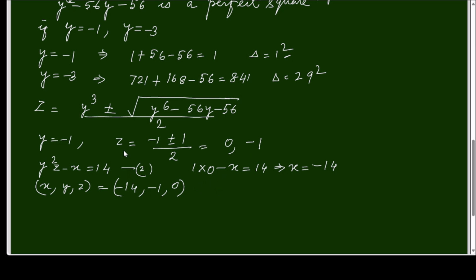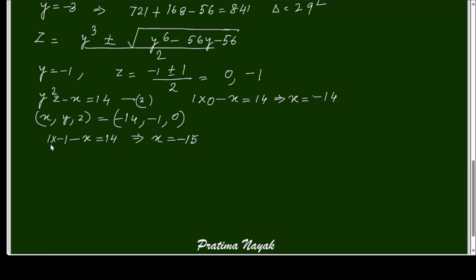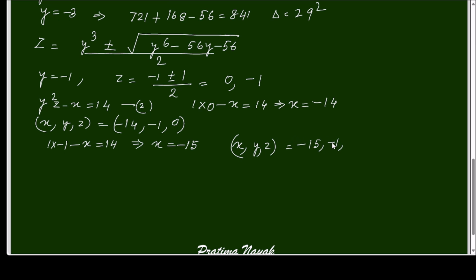Next, when I put z is equal to minus 1, so 1 into minus 1 minus x is equal to 14. So x is equal to minus 15. So another pair I am getting, that is xyz: x equal to minus 15, then y is minus 1, and z is minus 1. So this is another value.